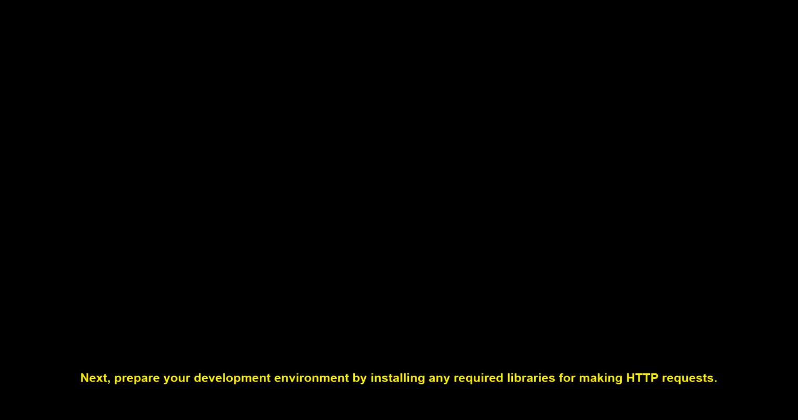Next, prepare your development environment by installing any required libraries for making HTTP requests. Use a language of your choice, such as Python or JavaScript, to interact with the Coinbase API. When you make an API request, include your API key in the headers to authenticate. Add the timestamp and signature header for added security.